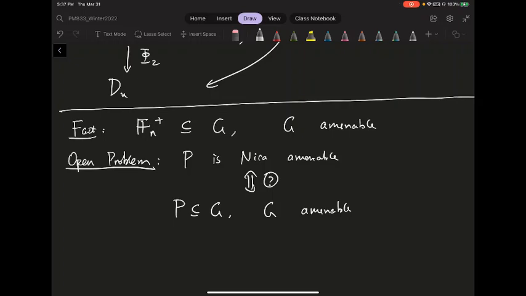Well, this problem has been open for quite a while. So I think this is also a good problem to conclude this entire course.